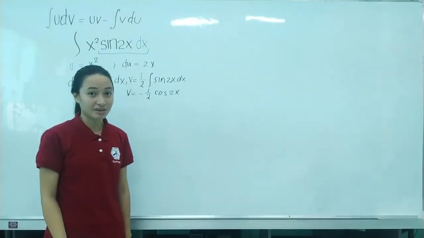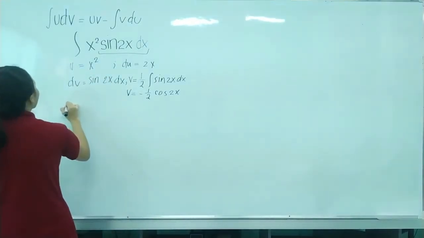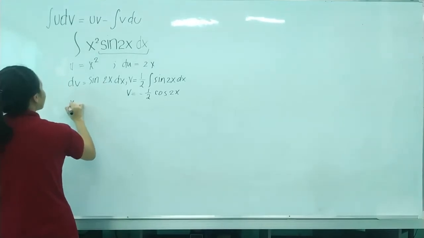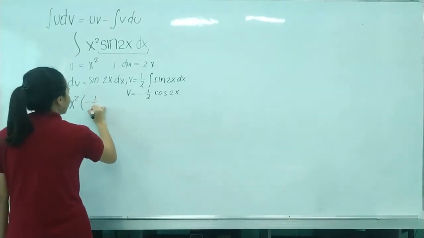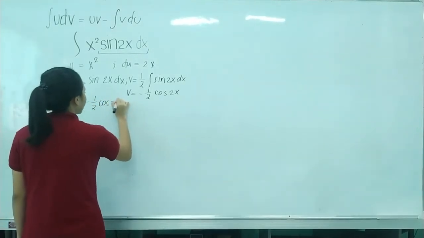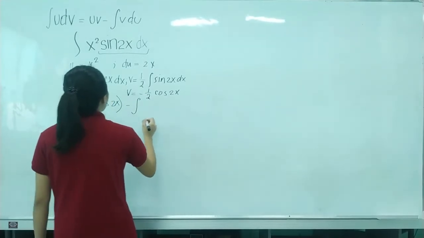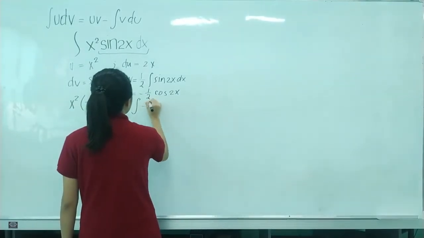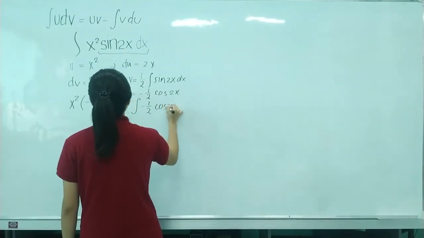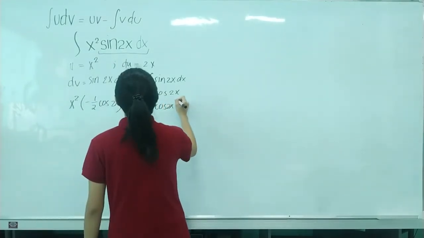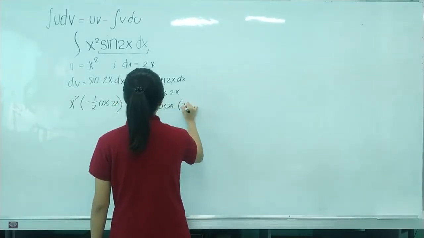So after finding our u, v, du, and dv, we can now plug them into our integration by parts formula. So our u is x squared times our v, which is negative 1/2 cosine 2x, minus the integral of negative 1/2 cosine 2x times our du, which is 2x.